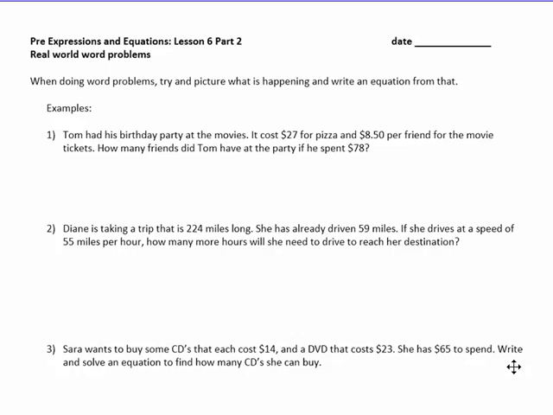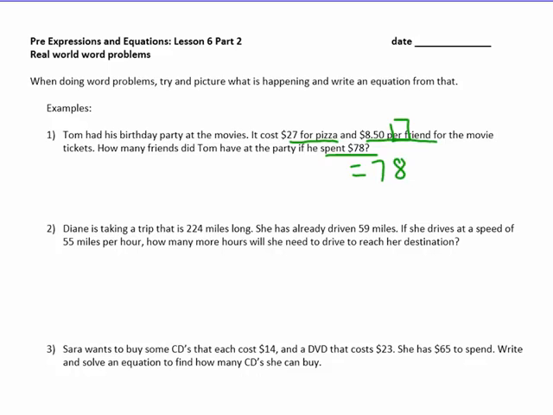So Tom had his birthday party at the movies. It cost $27 for pizza and $8.50 per friend. That "per" is a big deal for the movie. And then, how many friends did Tom have at the party if he spent $78 altogether? Right, so that's 78. We know something has to equal $78.